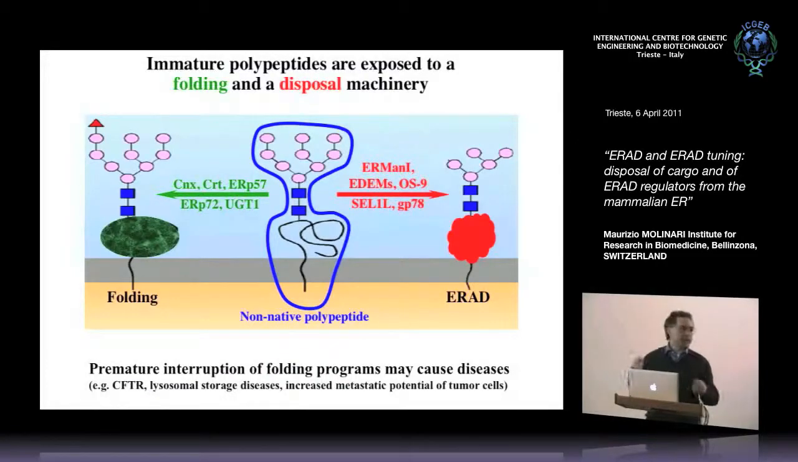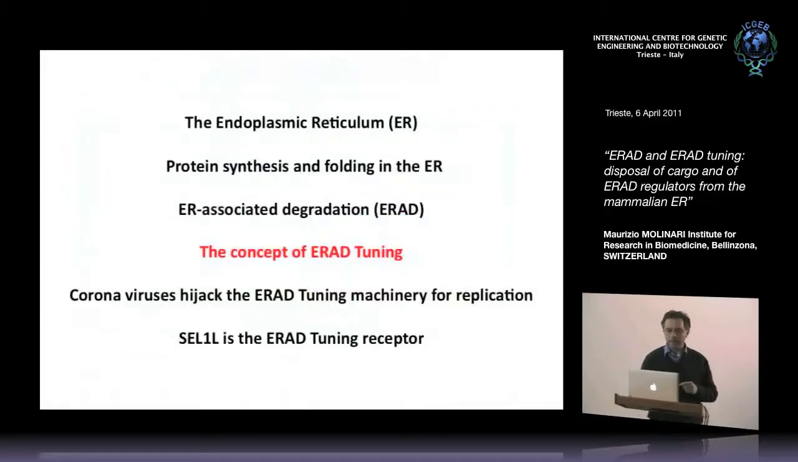So this is to tell you that the activities of the folding and the ERAD machinery, the folding and the degradation machinery, have to be perfectly balanced in cells at steady state in order to have maximal production of protein, to prevent premature recognition of non-native proteins and their unwanted destruction. So this is what we are studying, how the balance between folding and degradation is maintained in the endoplasmic reticulum. And this is the concept of ERAD tuning.